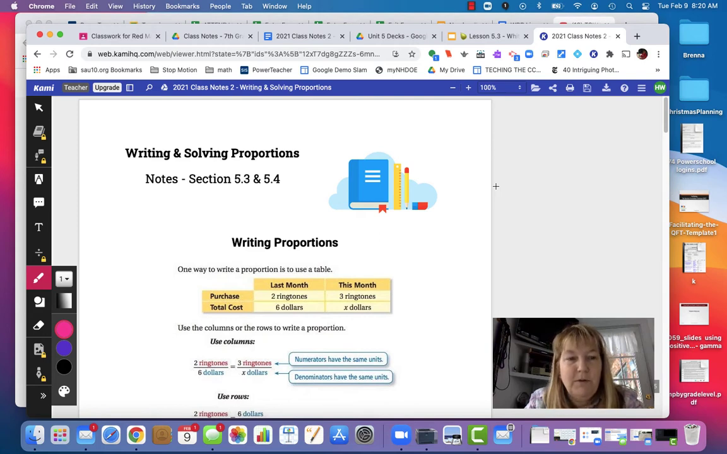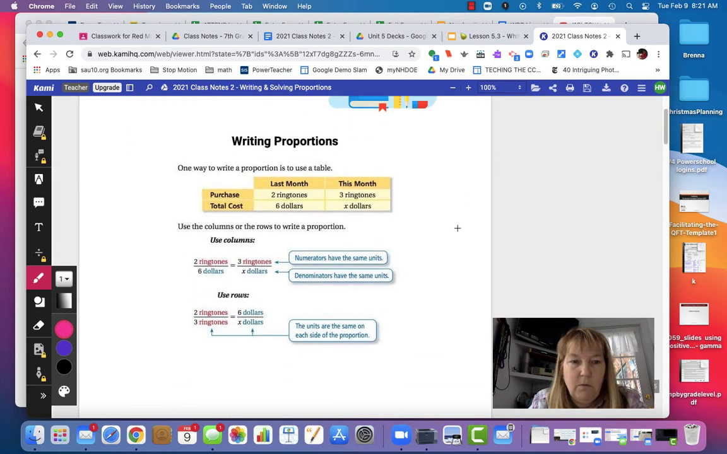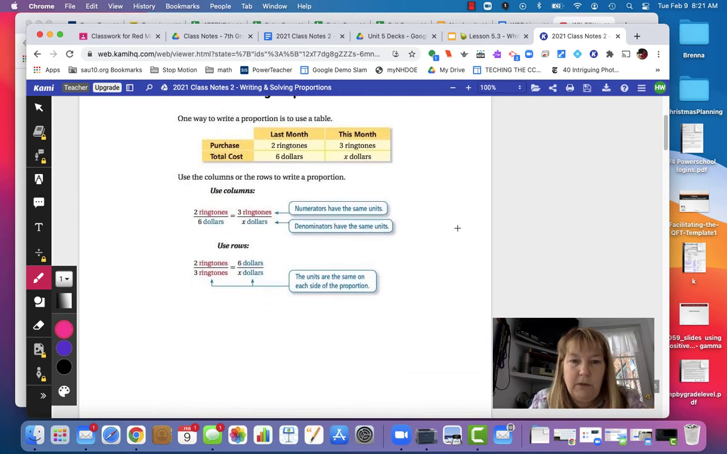So welcome to section 5.3, Writing and Solving Proportions. So we've talked a bit about what makes a proportion, and now we're going to actually write them. And this really isn't a humongous deal. You just have to be able to keep track of things. That's sort of the trick to this. So one way to write a proportion is to use a table.